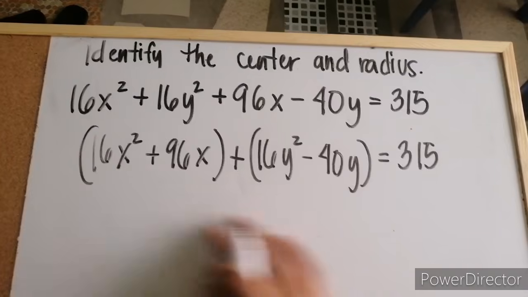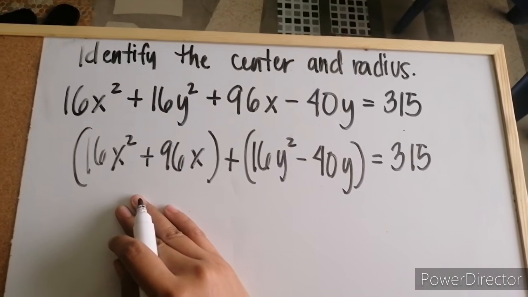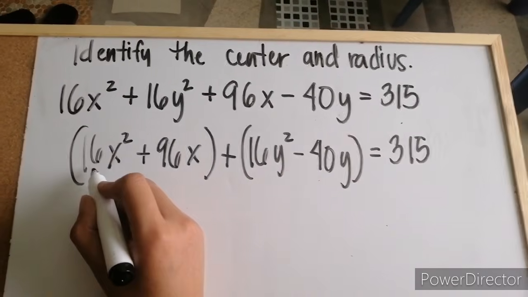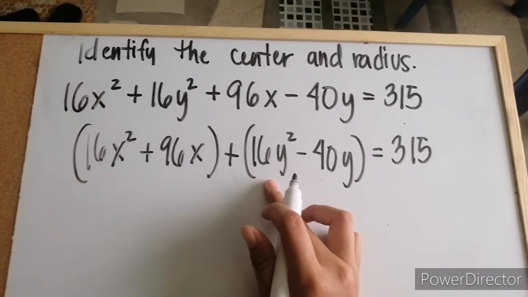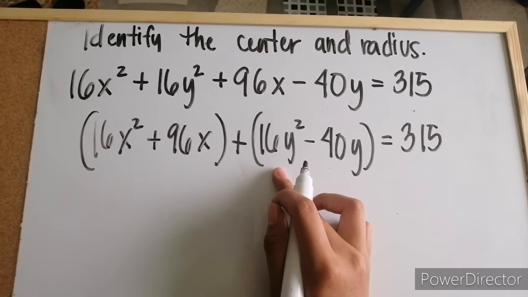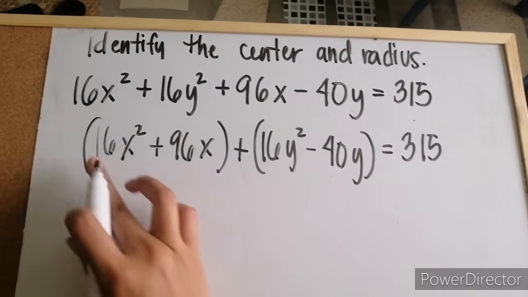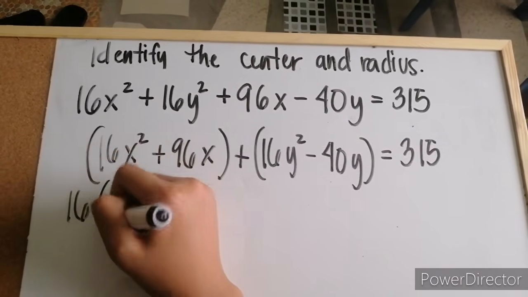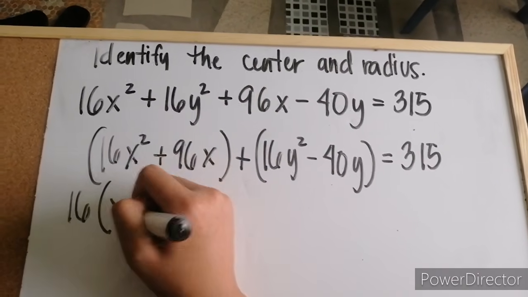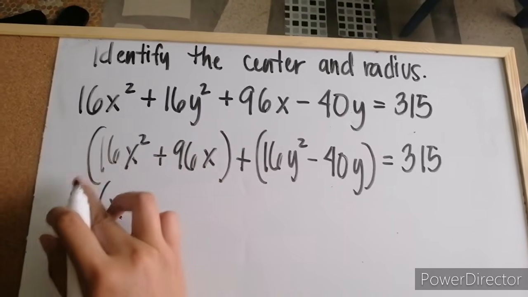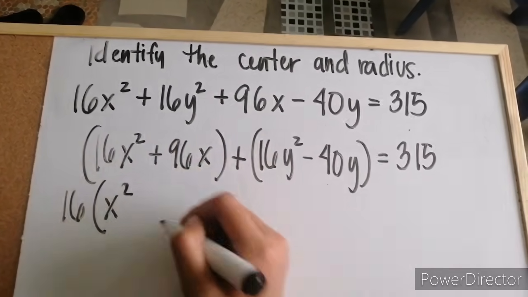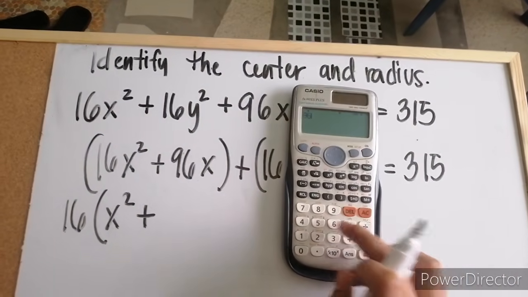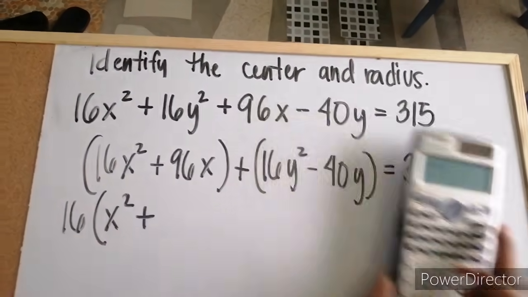Now, as you can see, we cannot yet perform completing the square simply because our x squared and y squared here have a coefficient which is 16. So what we are going to do is remove their coefficient by factoring. We remove 16. 16x squared divided by 16, we will only have x squared plus, let's calculate, 96 divided by 16, that is 6x.